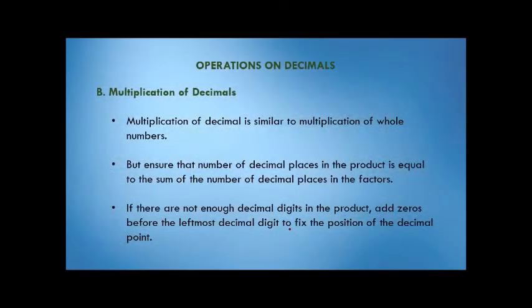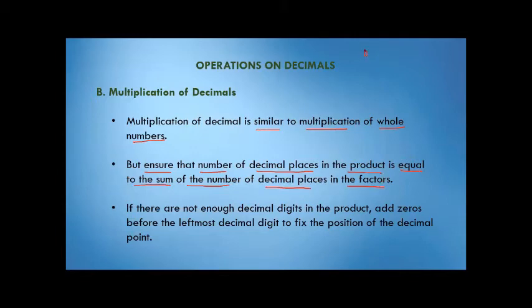The next operation is, of course, the multiplication of decimals. Multiplication of decimals is similar to the multiplication of whole numbers. So ganun din, kung paano tayo mag-multiply ng whole numbers, ganun din naman sa decimals, kasi digits din naman siya. Pero, ensure that the number of decimal places in the product is equal to the sum of all the number of decimal places in the factors.